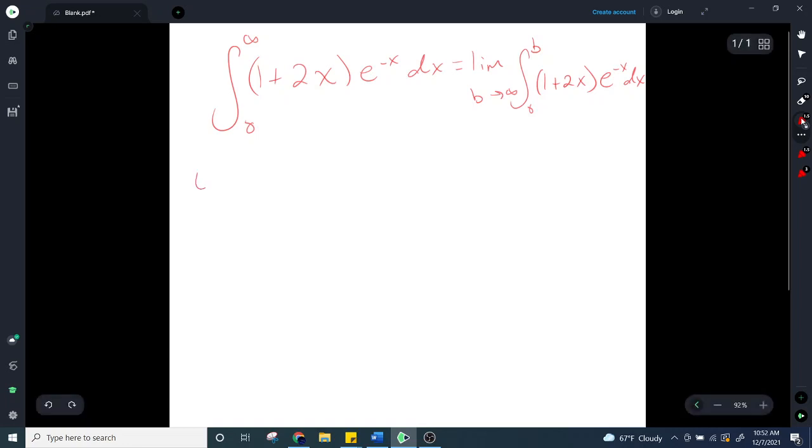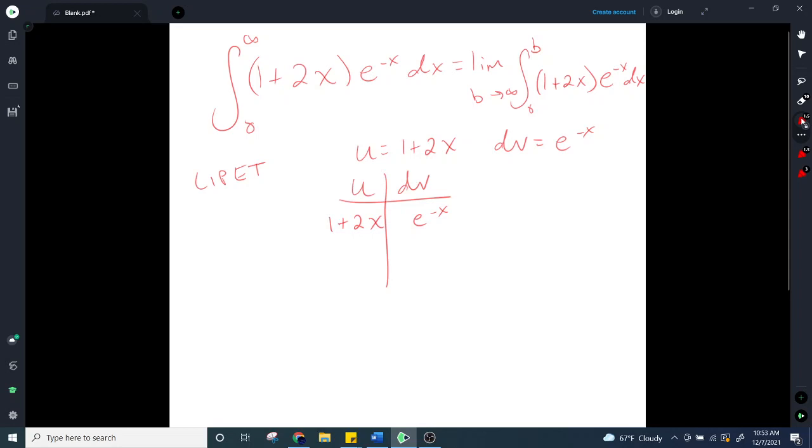So remember your LIPET rule for integration by parts. u is going to be the 1 plus 2x. That means dv has to be e to the negative x. I love to use the tabular method, so I'm going to go ahead and do that. So 1 plus 2x and then e to the negative x. 1 plus 2x differentiates down to 0, so let's differentiate that column. We've got 2, and then we've got 0. And you integrate this column, so this will be negative e to the negative x. And then integrate that again, you get back to e to the negative x. So plus, minus, plus, down the diagonals, and then across.